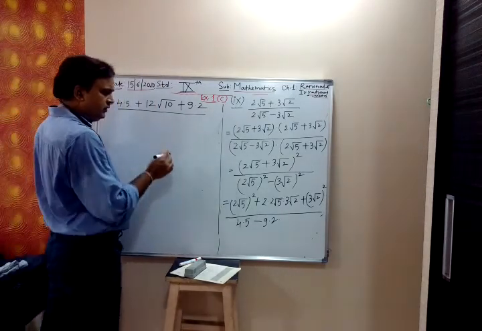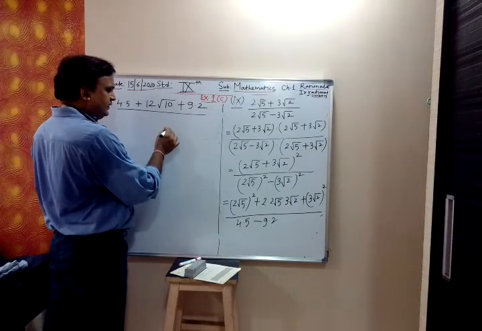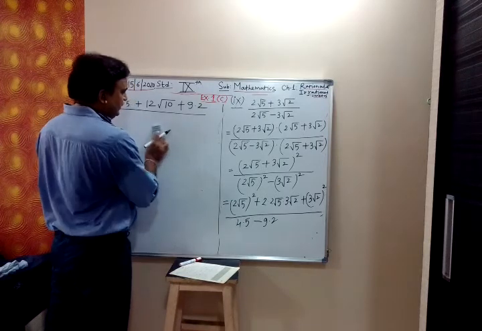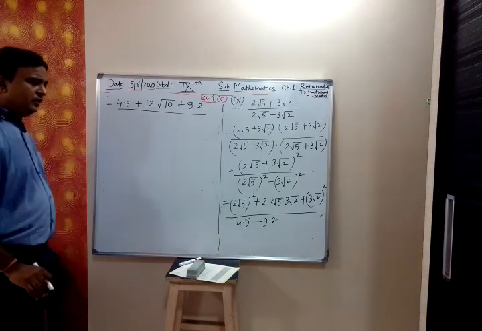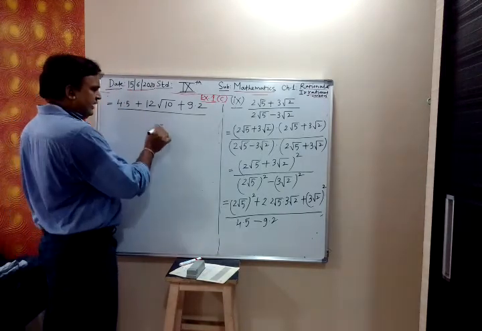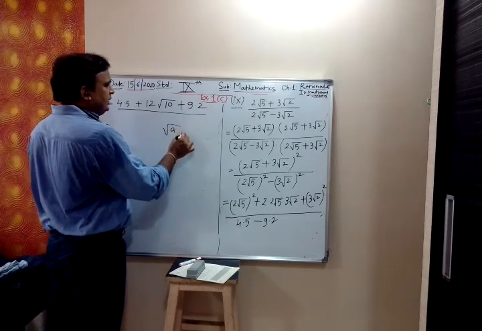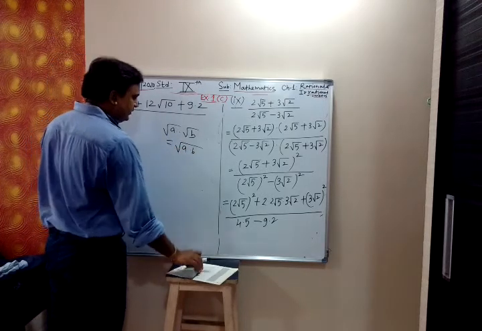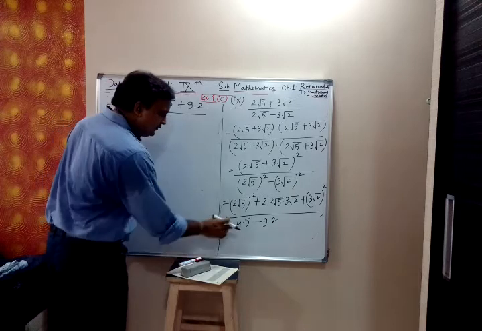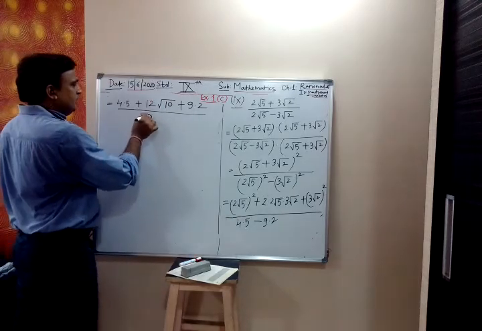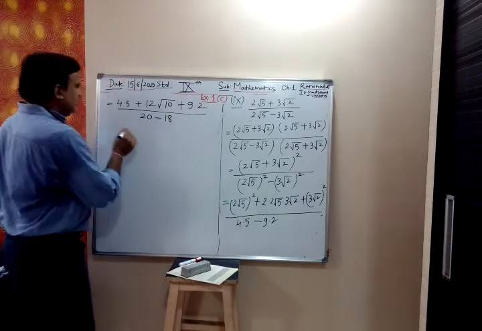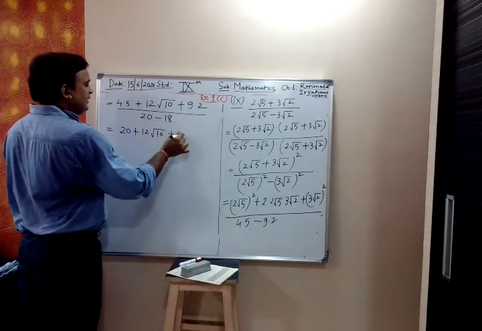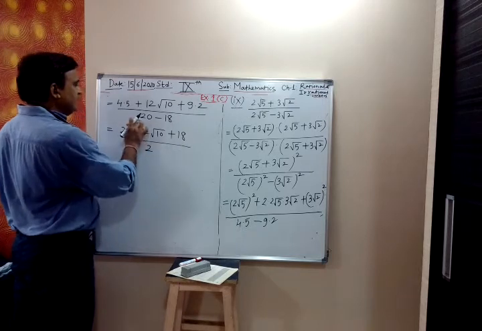If it is inside the root only, then we can simplify. See here, basically root a into root b, I can take root common, a into b. We multiply the numbers, take root common. Then it is 4 into 5, 20, 9 into 2, 18. So 4 into 5, 20, plus 12 root 10, plus 9 2s are 18, upon 2. 20 minus 18 is 2.